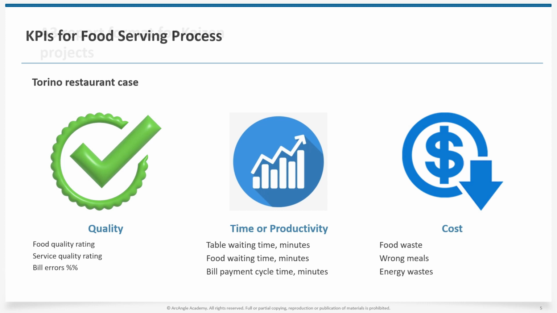These KPIs for the food serving process at the Torino restaurant enable us to evaluate different aspects of quality, time/productivity, and costs. They help us measure customer satisfaction, process efficiency, and financial performance. By monitoring these KPIs, the Torino restaurant can identify areas for improvement and implement targeted strategies to enhance food quality, service experience, operational efficiency, and cost effectiveness.